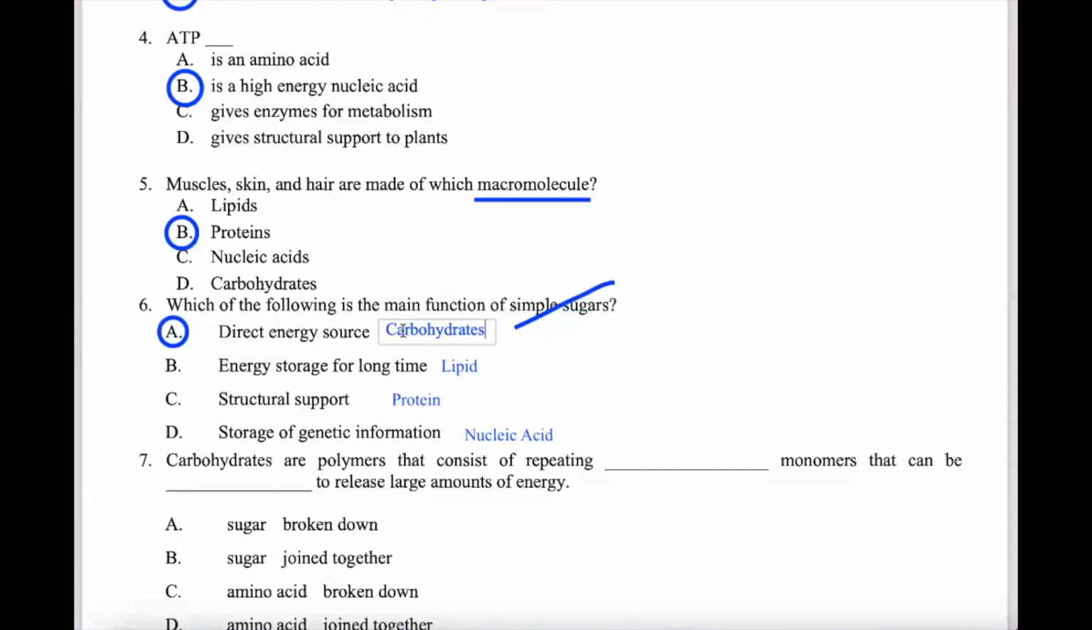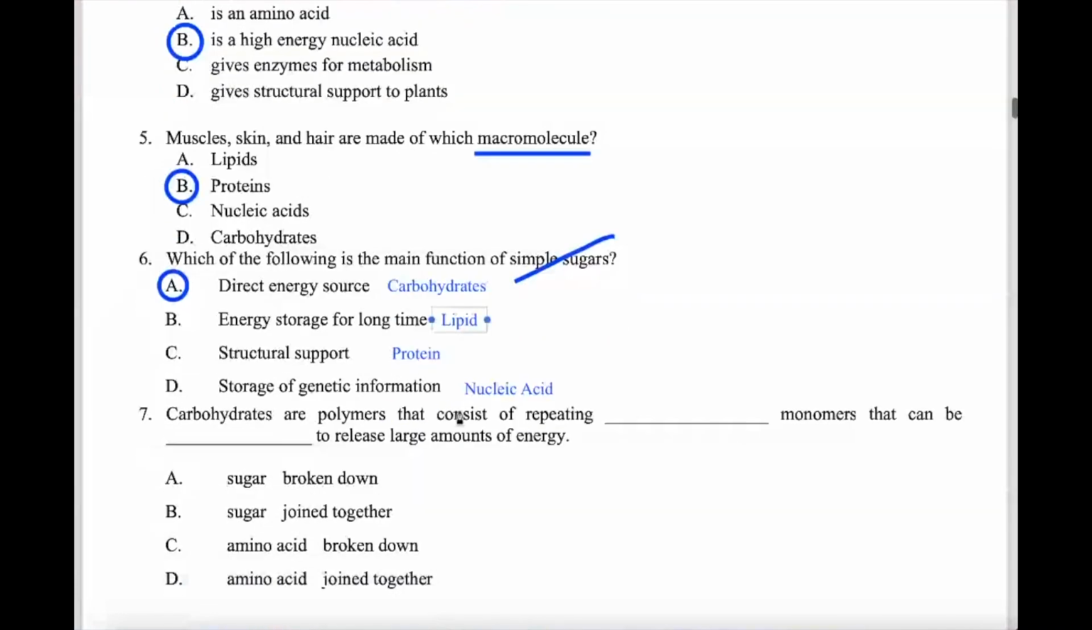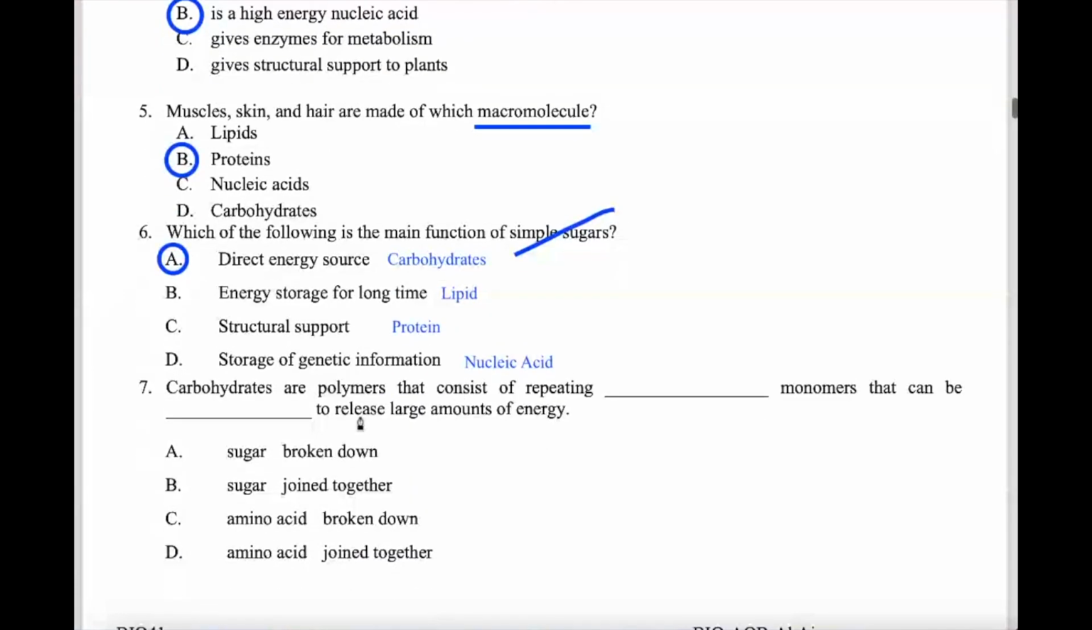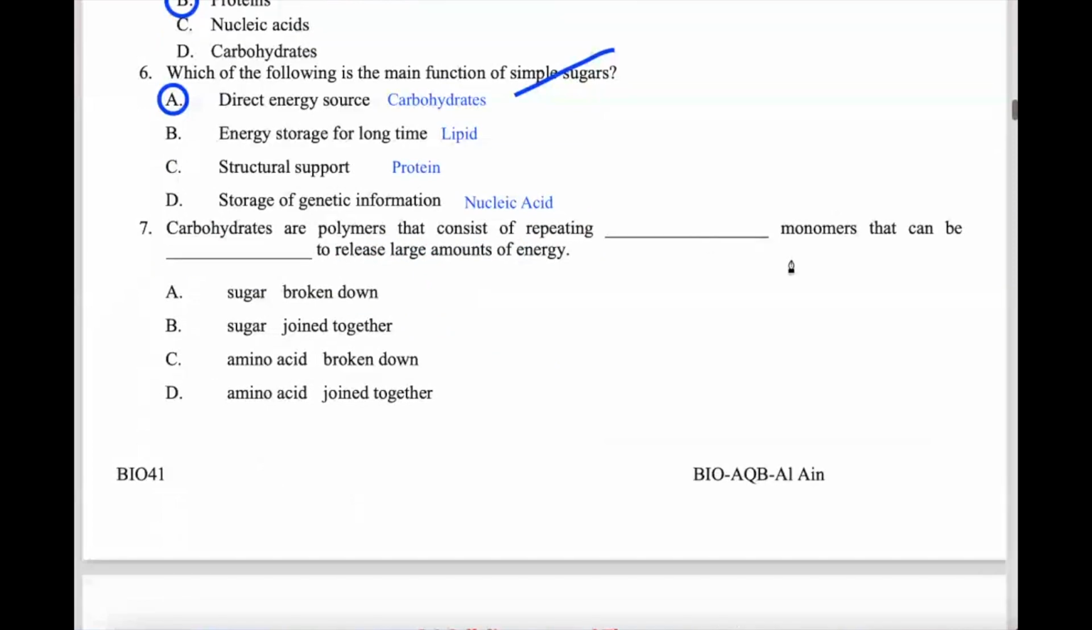Okay, good. Now, carbohydrates are the polymers that consist of the repeating sugar monomers and can be broken down to release large amounts of energy. Sugar and broken down. Good.